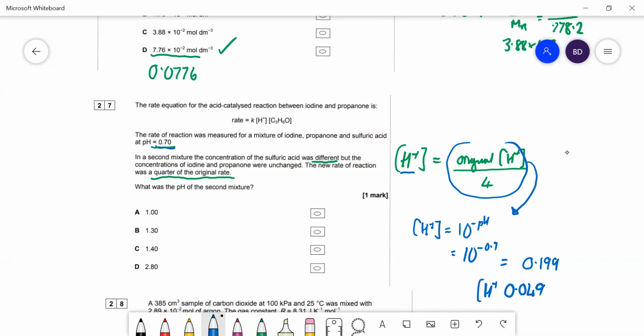Now we need to find out the pH by taking the log of that. Minus log of 0.049 is 1.30. It's this one.